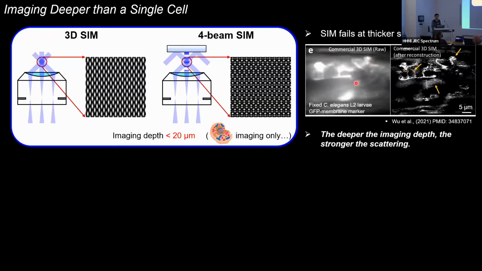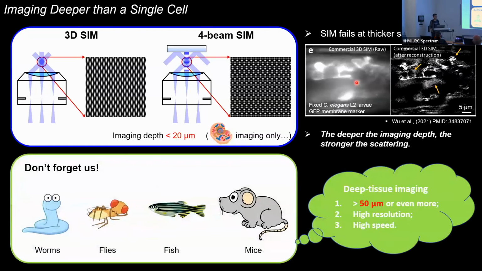Here is the adult worm, C. elegans, imaged on 3D SIM, and it looks terrible. But we know that biological samples are more than just single cells, right? So for worms, flies, fish, mice, are there any more suitable super resolution modalities, or microscopes, that can be used to image them? First is at least 50 micron or even more imaging depth, because after all, it's still super resolution. What we are using now is still based on single photon.